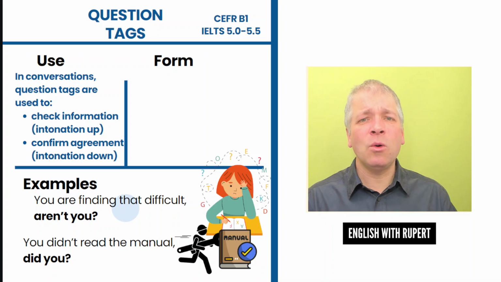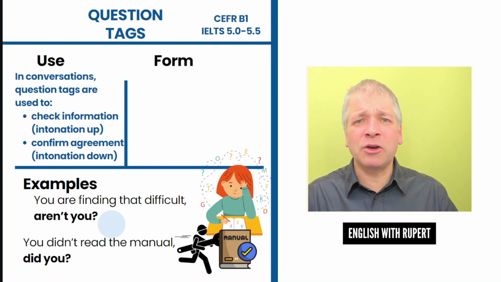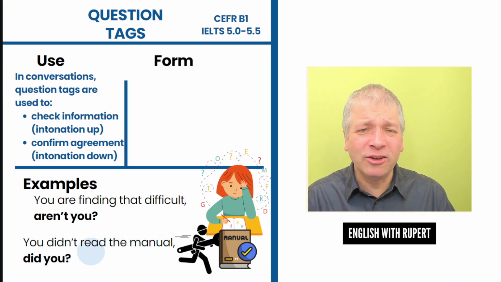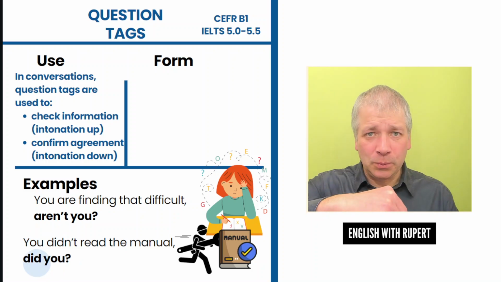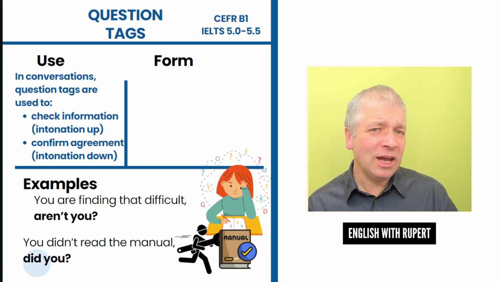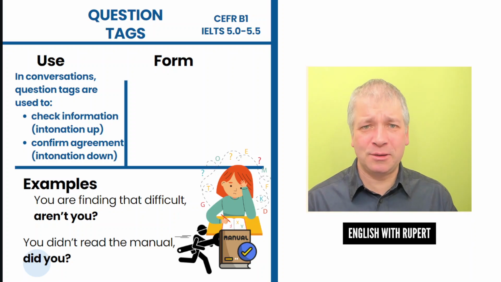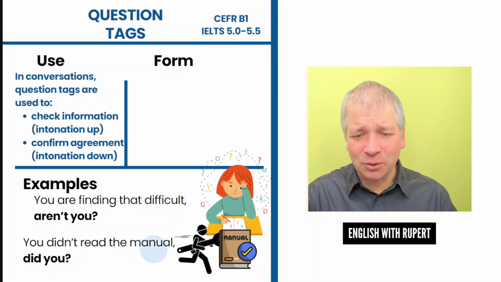Now compare with the next example. Here we're confirming agreement. You didn't read the manual, did you? Notice here that the intonation goes down. Did you? By the intonation going down here, we're indicating that we are certain of the situation. We are certain that this person didn't read the manual.